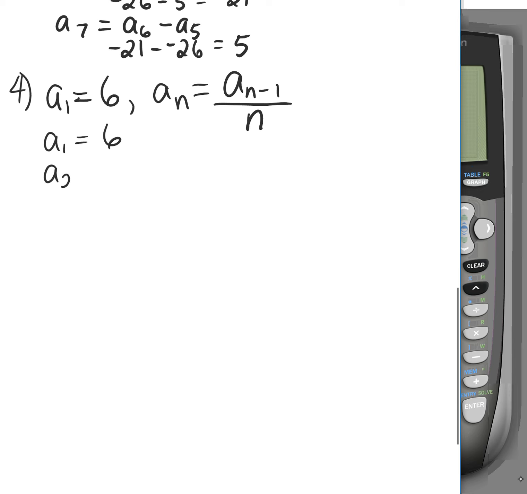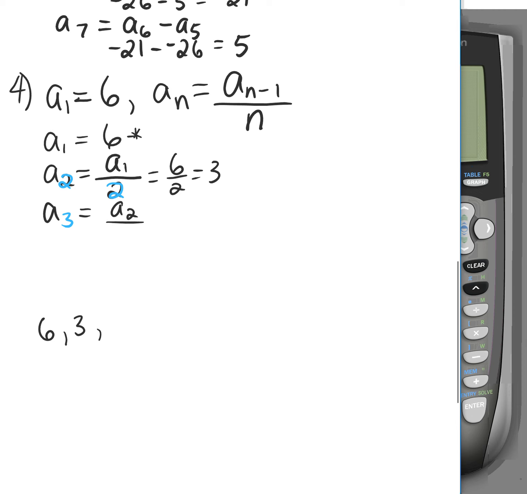So that means a2 is going to be the previous term, which is 6. So 6, I'll just write it as a1 divided by 2. So remember, the 2 you want to match up with whatever your n value is. So in this case, we're doing 6 over 2 or 3. We're doing 5 terms. I'm going to write it down underneath. So 6, comma, 3, comma, a3 is going to be the previous term, which is a2, divided by 3. So we're going to be doing 3 divided by 3, which is 1.